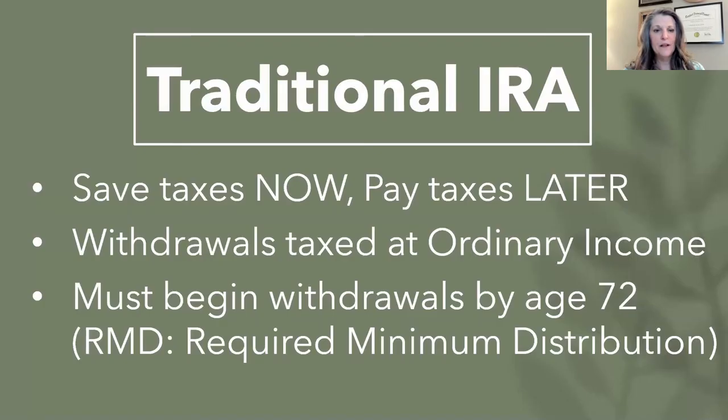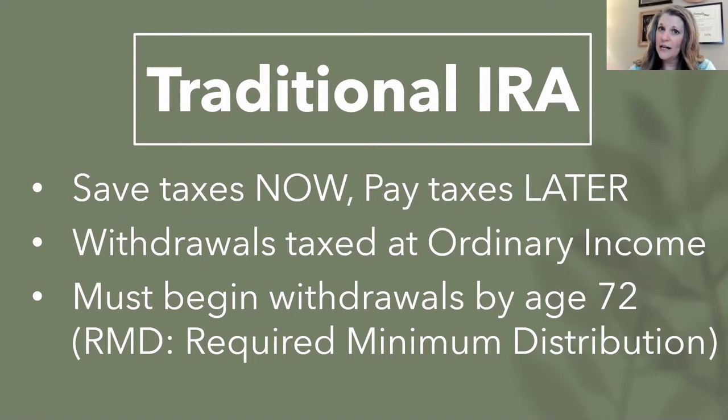All right, again, traditional IRA is save taxes now, pay taxes later. Your withdrawals are taxed at your ordinary income rate. So that's that tiered chart that we're used to of the more money you take out, then the higher the percentage it could be that you'll be taxed at.